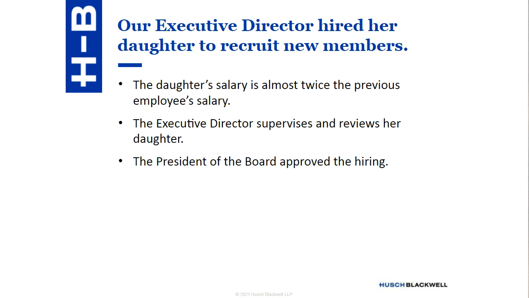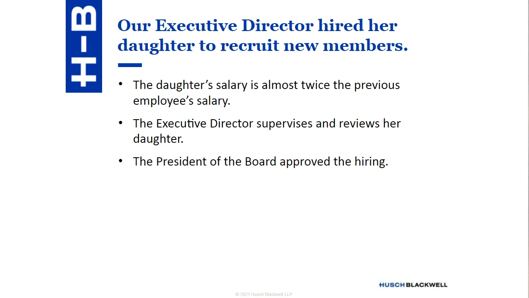Starting with, our executive director hired her daughter to recruit new members. The daughter's salary is almost twice the previous employee's salary. The executive director supervises and reviews her daughter, but the president of the board approved the hiring. So what questions does this raise? The daughter's getting twice the previous employee's salary. Is she worth it? She could be. Maybe there was research done to show that the comparative salaries being paid to individuals in comparative situations are really twice what the previous employee was receiving.